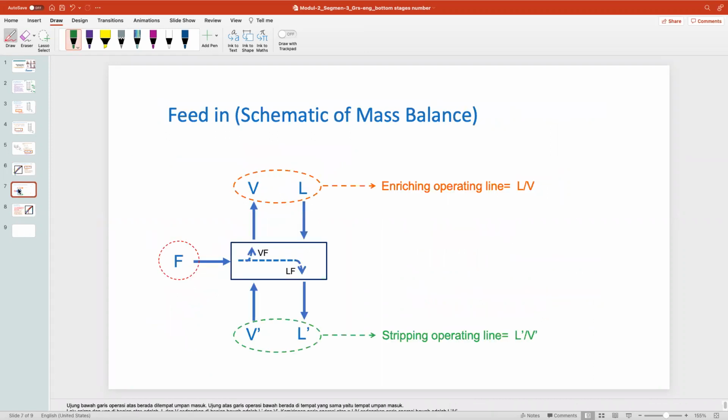Now, we have to know what the impact of the feed is. This is a little bit tricky. So what time do we have? Okay, about 20 minutes.